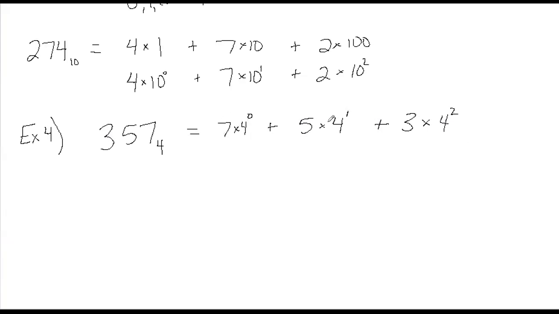So now I have to figure out, I'm going to take an extra step and write out what that 4 to the first power and the second power look like. So here it would be 7 times 4 to the 0 power, which is 1.